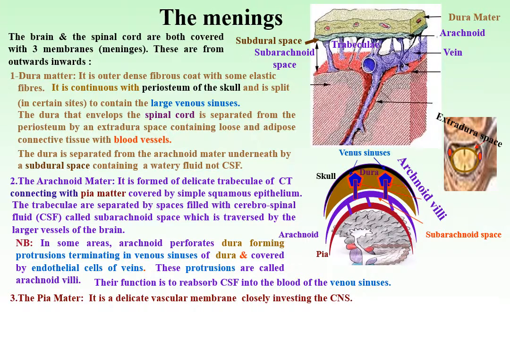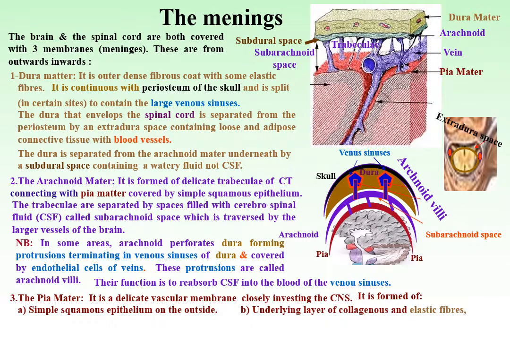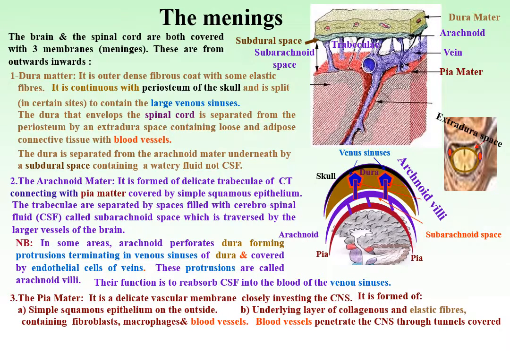Pia mater. It is a delicate vascular membrane closely investing the central nervous system. It is formed of simple squamous epithelium on the outside and underlying layer of collagenous and elastic fibers containing fibroblasts, macrophages, and blood vessels. Blood vessels penetrate the central nervous system through tunnels covered by pia mater, perivascular spaces.